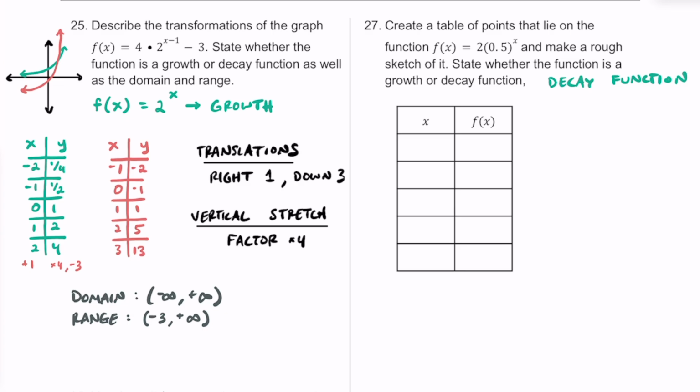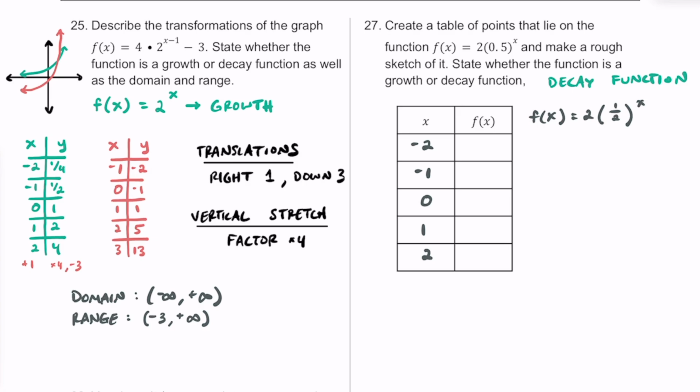Now for the table, I'm just going to choose x equals -2, then -1, then 0, then 1, then 2. Feel free to choose other values if you would like. This 0.5 here, I'm also going to think about as just a fraction, so I'm going to rewrite this myself. f of x is equal to 2 multiplied by 1/2 raised to the x power.